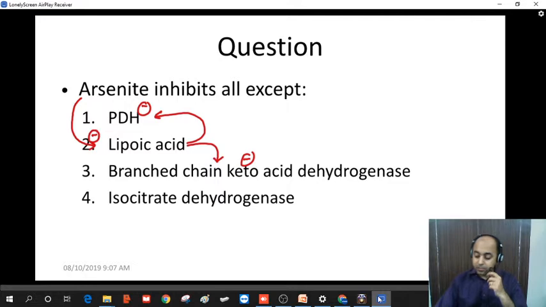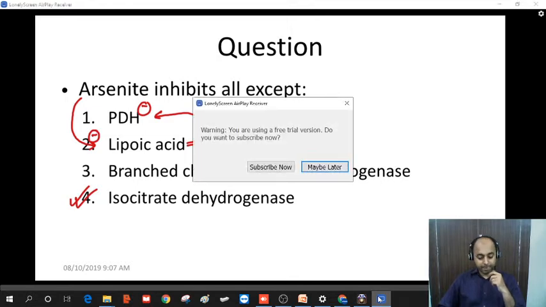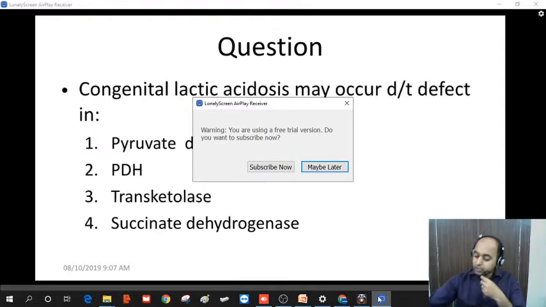So the correct answer in this case, as most of you have written, is isocitrate dehydrogenase. Arsenite inhibits all of the following except isocitrate dehydrogenase. Very good. Let's go on to the next question.